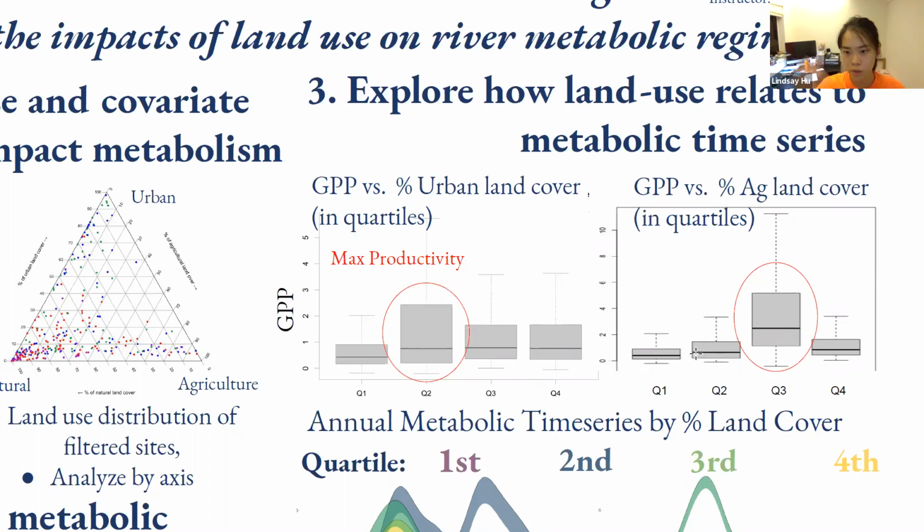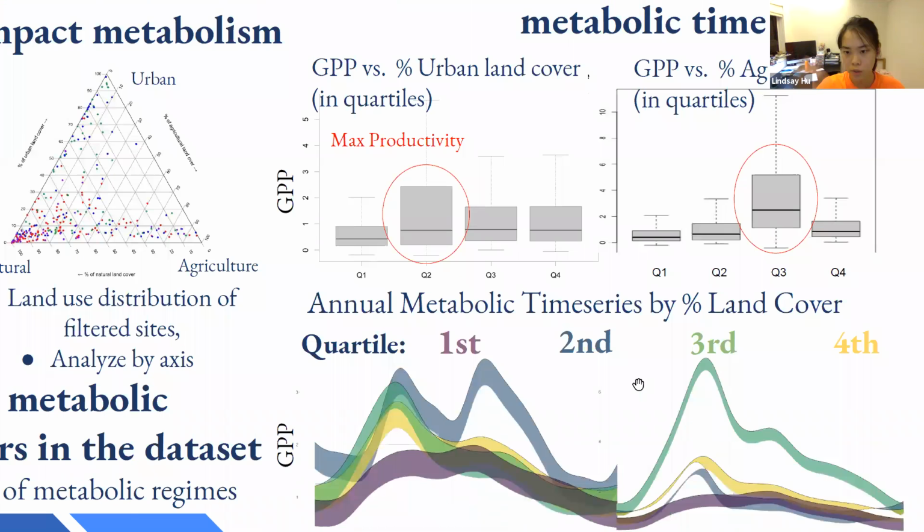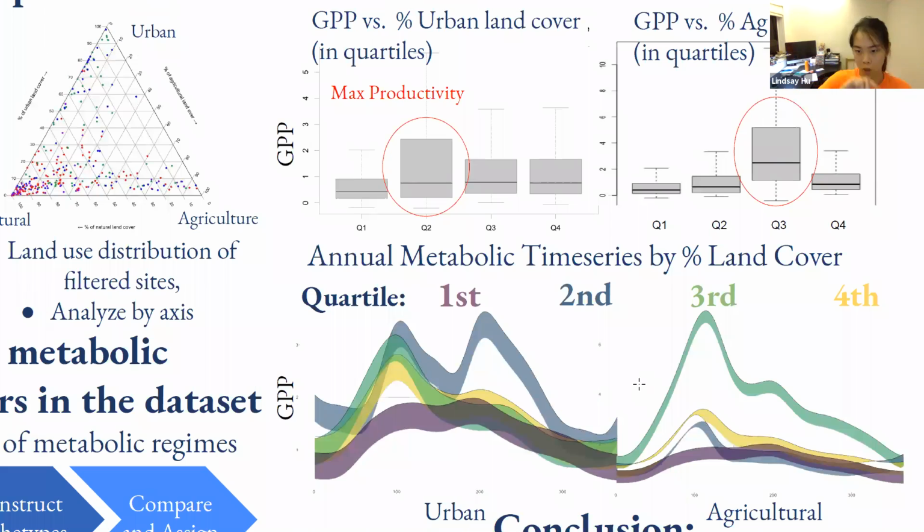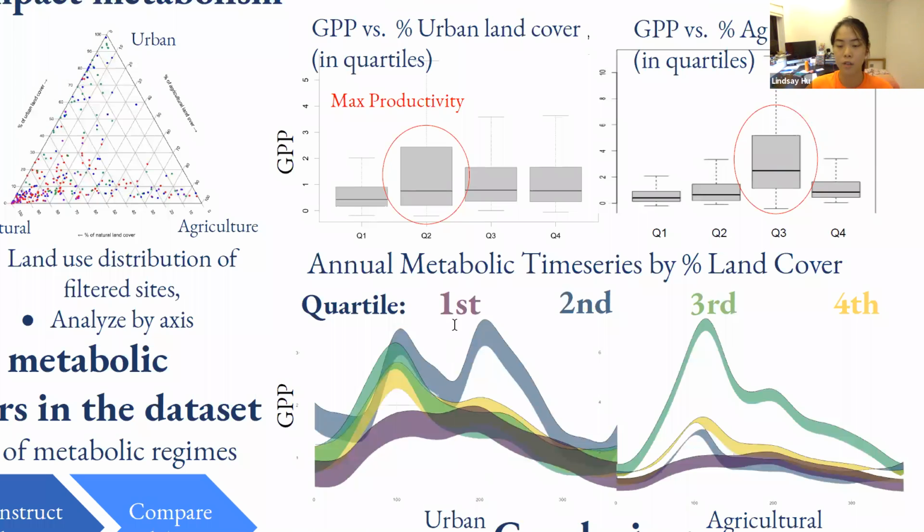Then we generated ridgeline plots at the bottom to track how GPP shifts over the period of a year, where each colored band represents the average time series within a range of land use cover percentage. These plots further confirm our observation in the box plot that the metabolic regimes of rivers spike in the second quartile for urban land cover and the third quartile for agricultural land cover.